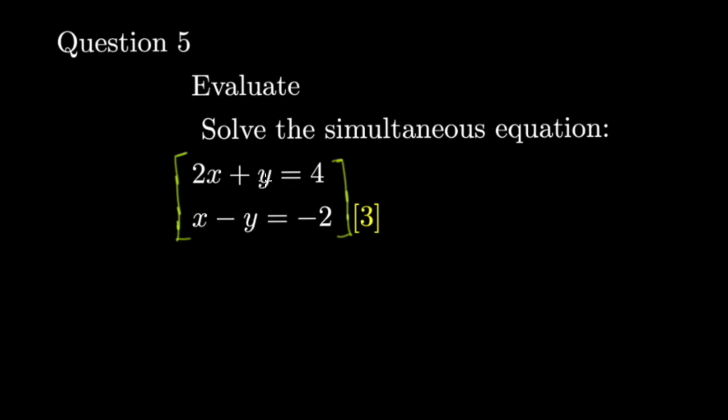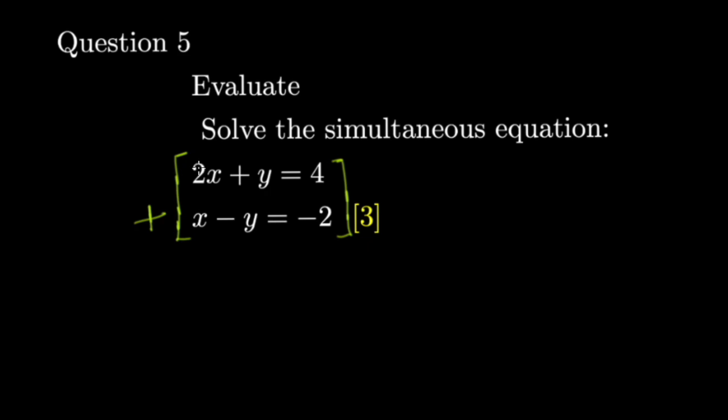For the elimination method, you first check: are the coefficients the same? For x, the coefficients are different. But for y, the coefficients are the same. The coefficient of y here is 1, and here it's 1. One is positive and the other is negative. After matching the coefficients, if you want to eliminate, if the signs are different, you add. If the signs are the same, you subtract. That's the guideline. Here we want to eliminate y, and the signs are different, so we add.